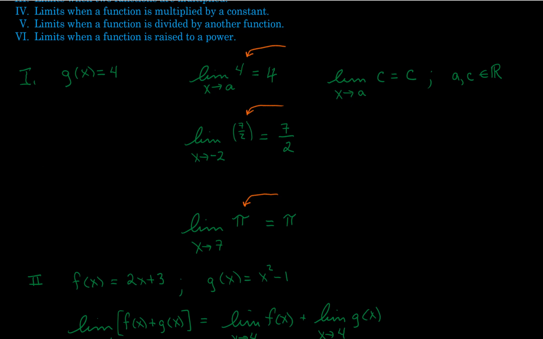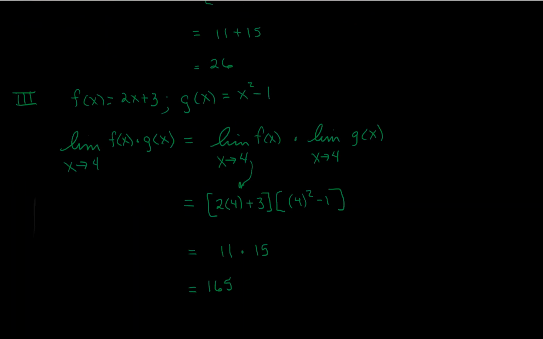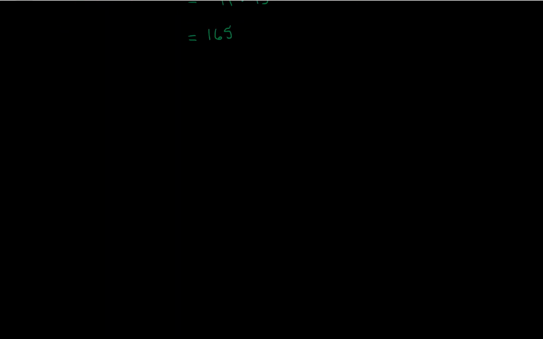Okay, number 4 on the list, limits when a function is multiplied by a constant. Okay, something like this would look like the following. Let's say that we have f of x equals, let's stick with this 2x plus 3, and we want to compute the limit of, let's use a number that isn't going to be involved in the problem, 5 times f of x as x approaches 4.